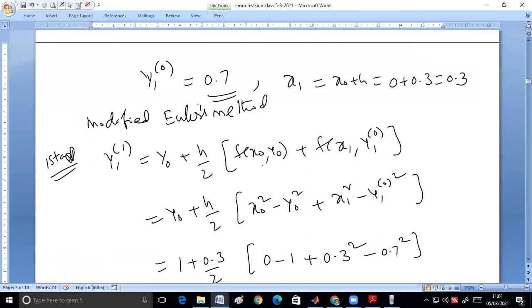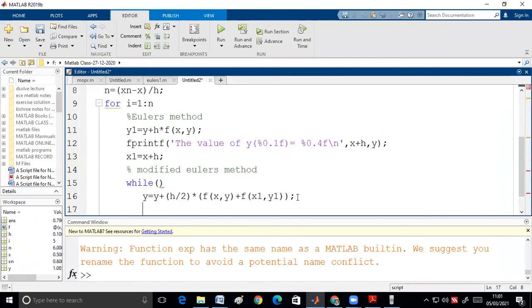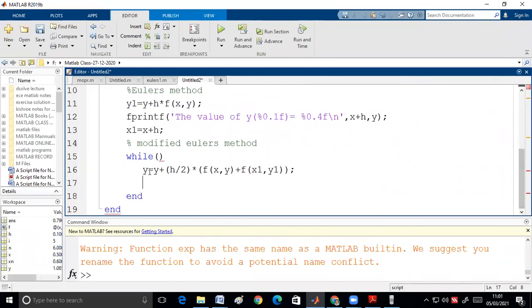Y equals h by 2, this one. So after finding the y value, again, this is called a new y value, y1. I will call it y1. So repeat the same procedure.